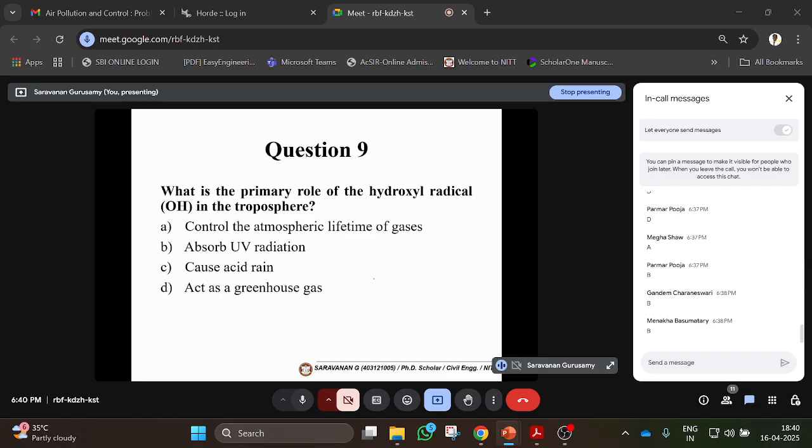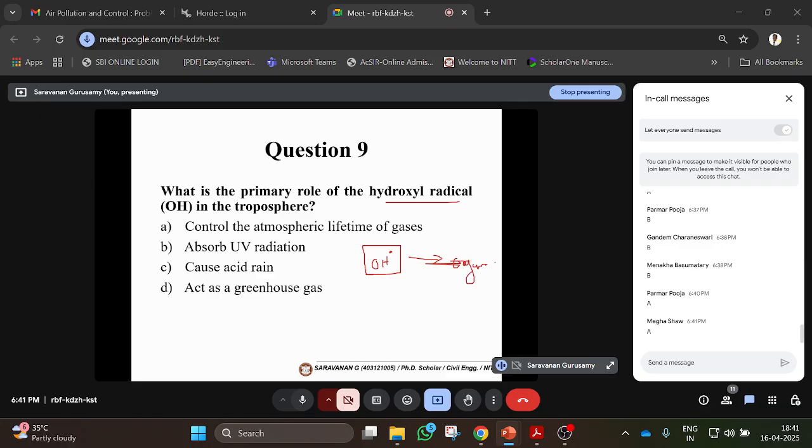Ninth question: what is the primary role of OH radical or hydroxyl radical in the atmosphere? It will control the atmospheric lifetime of gases, absorb UV radiation, cause acid rain, act as a greenhouse gas. As environmental engineers, we are using OH radical as an oxidant. Like ozone is one of the oxidants, UV light is one of the oxidants, OH radical is one of the oxidants to kill or to destroy the organic pollutants.